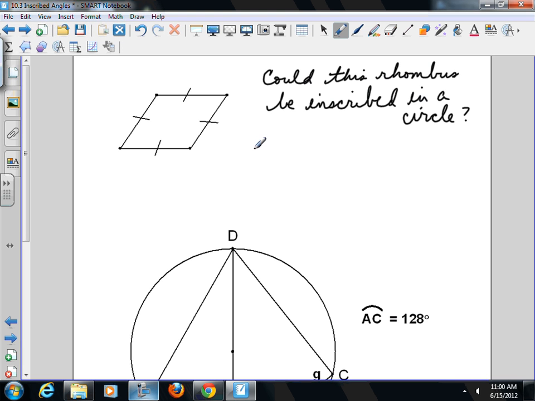Now, the only way that a quadrilateral can be inscribed in a circle is if opposite angles are supplementary. So let's look at these opposite angles here. I want to look at this one here that I'm marking with this black dot, and here's one that I'm marking with the red dot. Now, what about these two angles? Well, they're both obtuse. So if they're both obtuse, there's no way that two obtuse angles can add up to 180 degrees. And that's what we need to have. So no, this cannot occur.